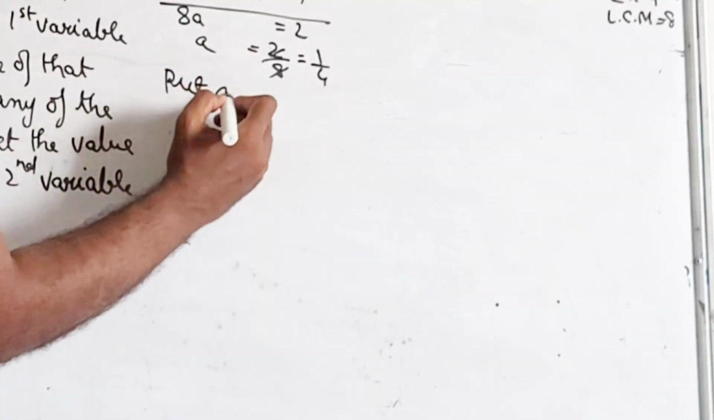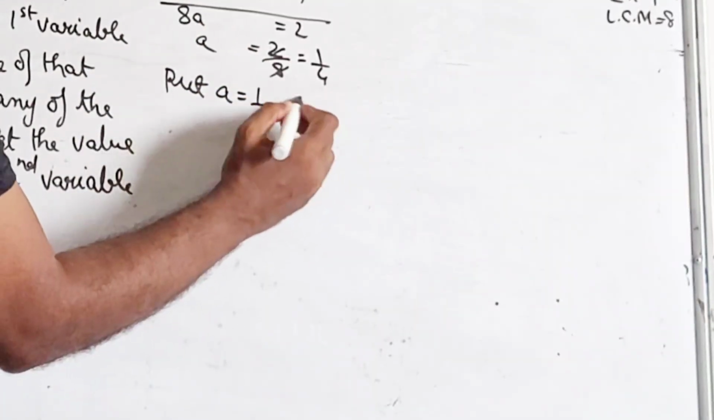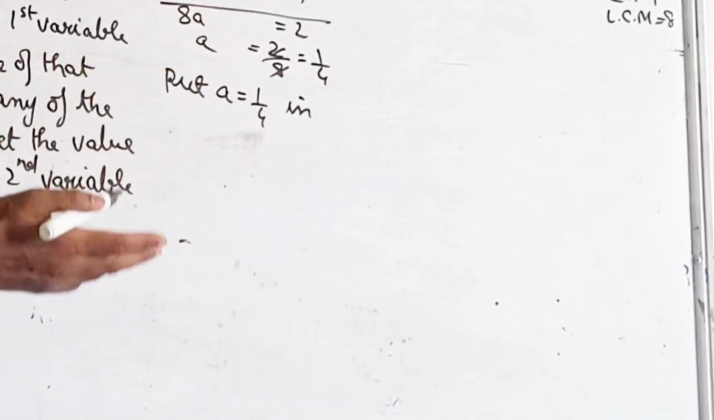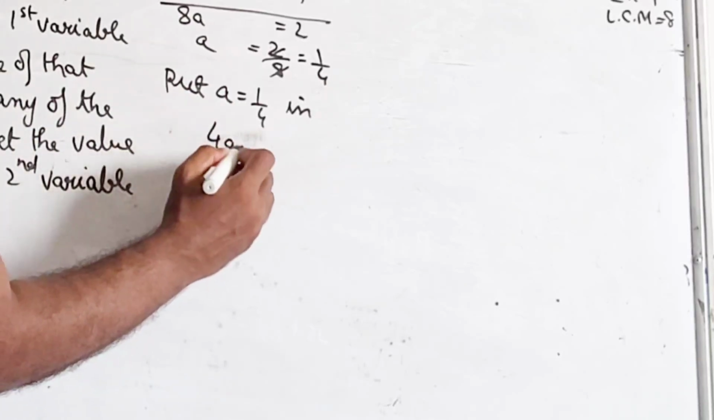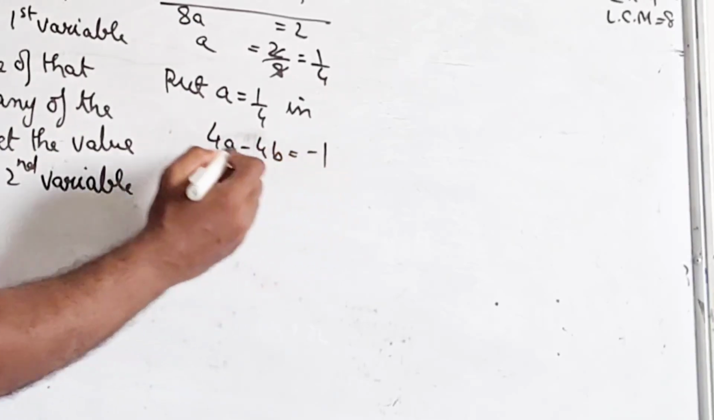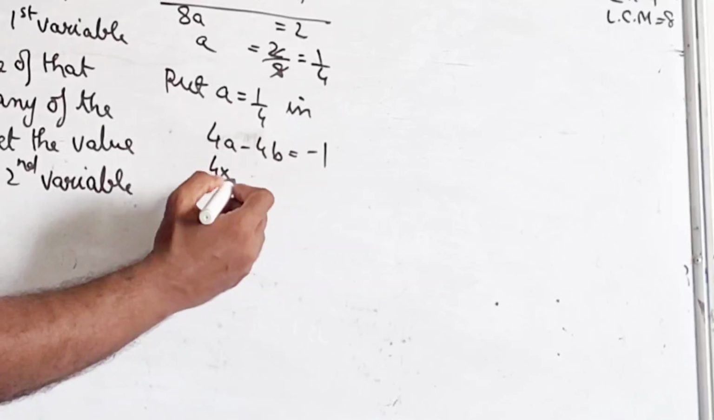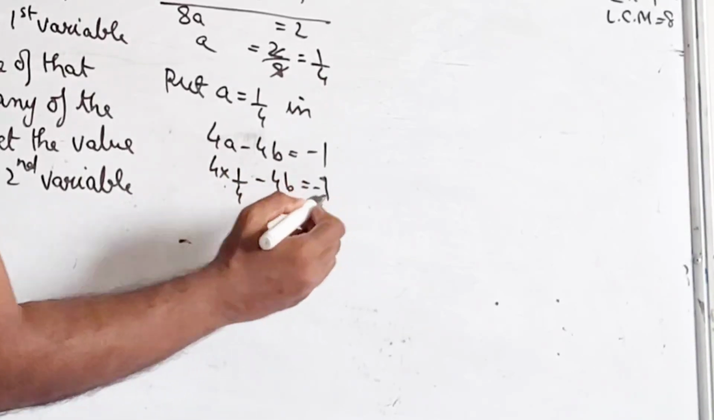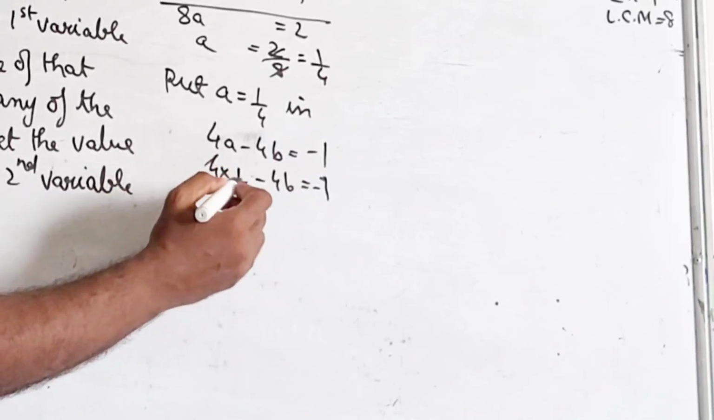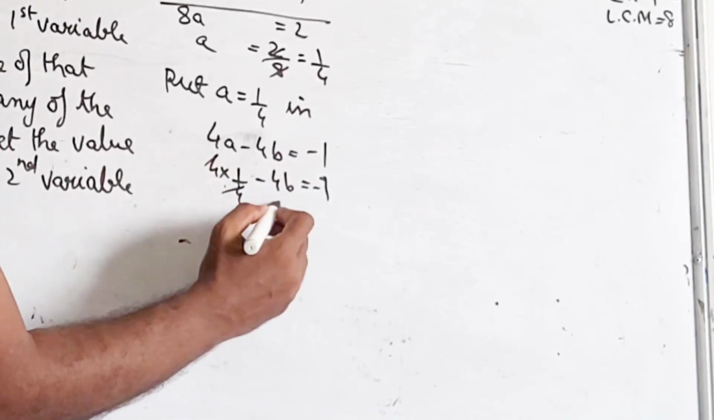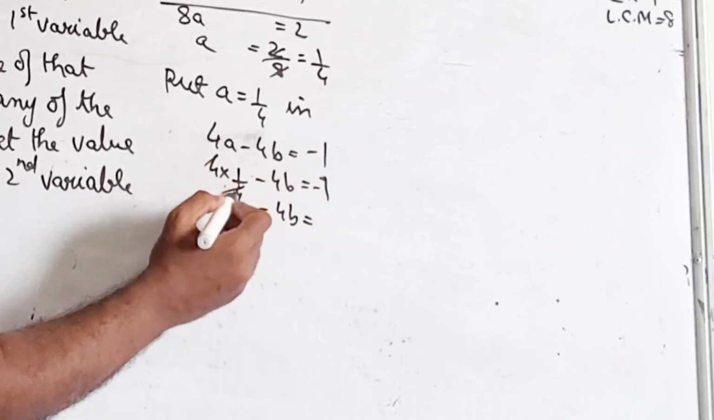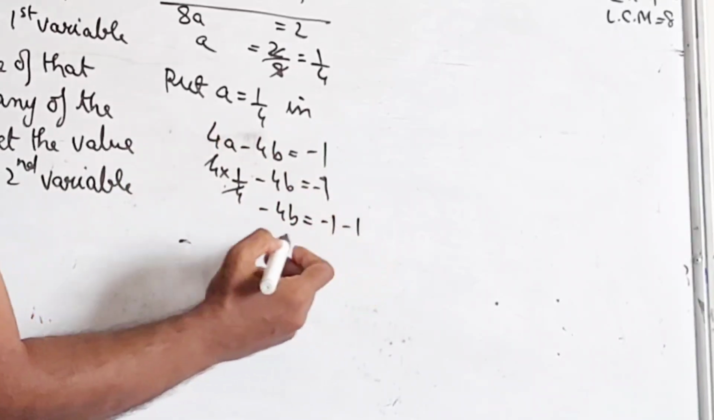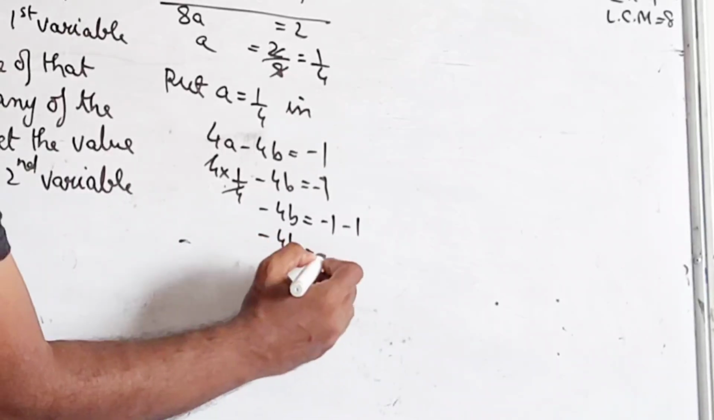Put a is equal to 1 upon 4 in any of the equations. I'm going to prefer the plus term, but I want to explain the minus thing, so I'll put it in the minus. So 4a minus 4b is equal to minus 1. So 4 into 1 upon 4 minus 4b is minus 1. So 4 gets cancelled. So 1 minus 4b is minus 1. So minus 4b is minus 1, and the 1 goes there and it becomes minus 1. So minus 4b is minus 2.